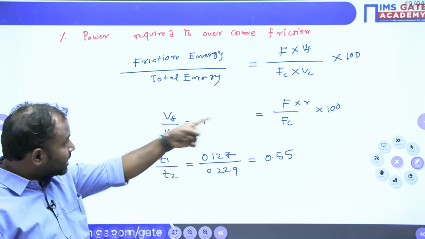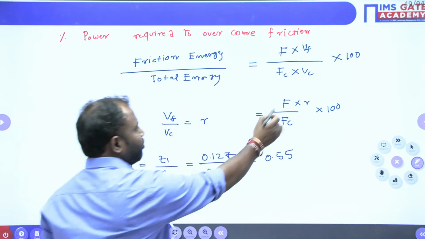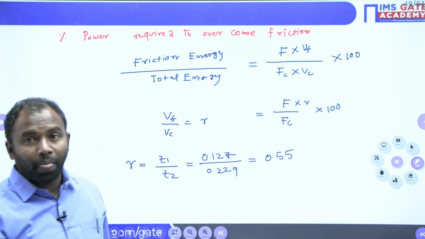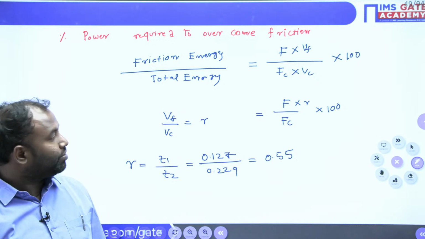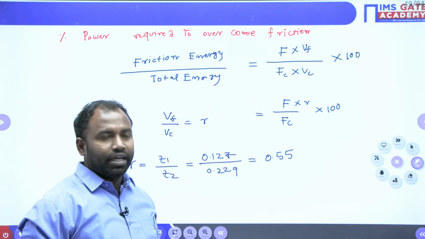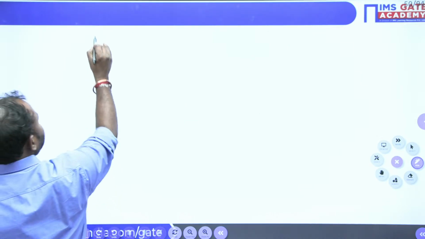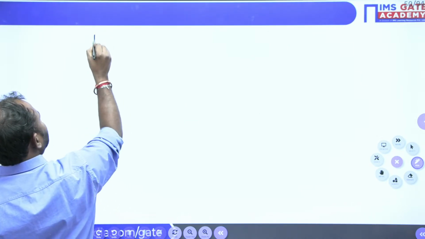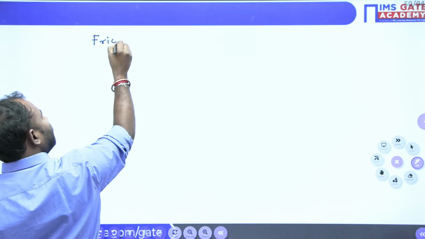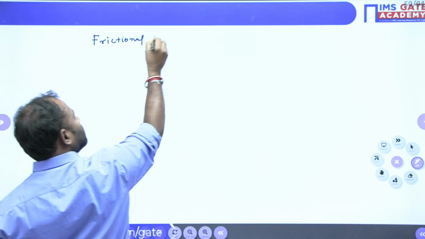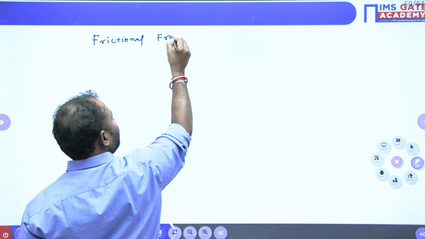So for that, first I have calculated R. Now we have to focus on F. We don't know F now, right? So we don't know F. That is the reason why here we have to find F. Okay. Now let us see how to find the F, the frictional force.